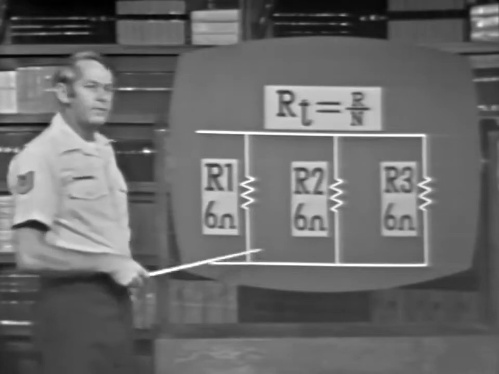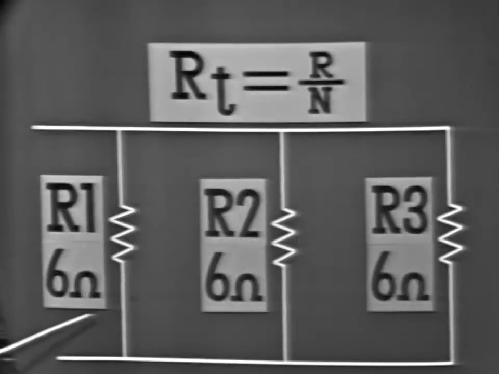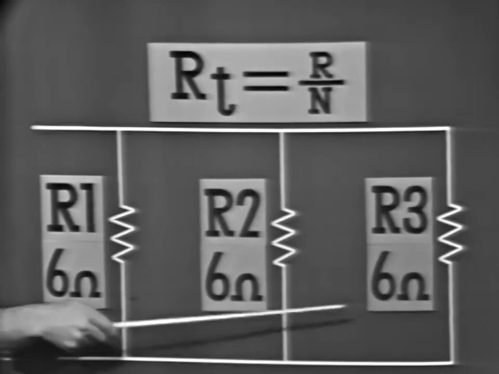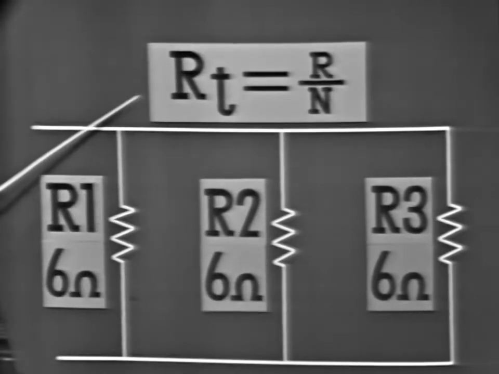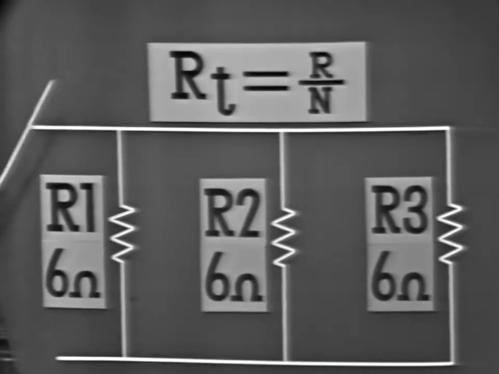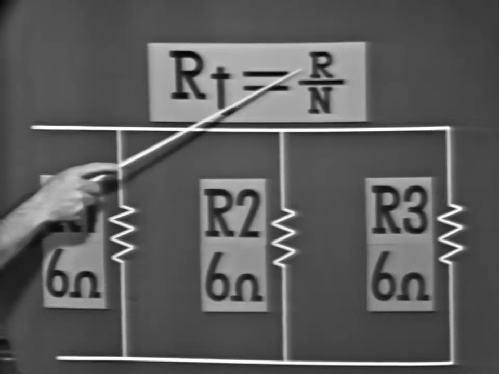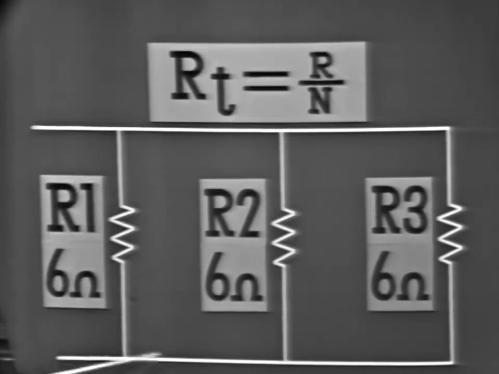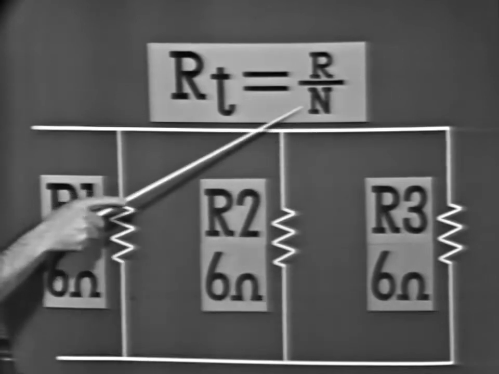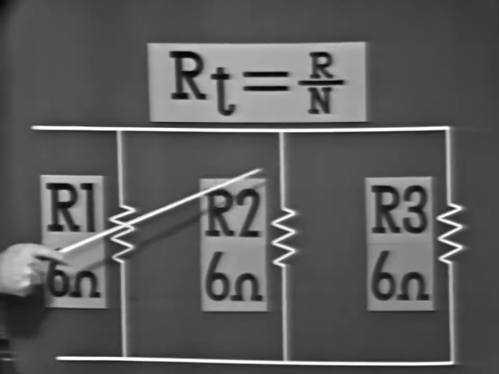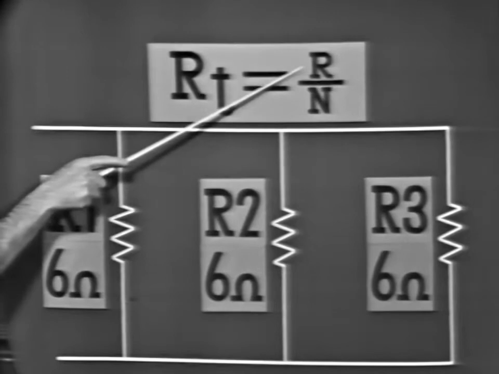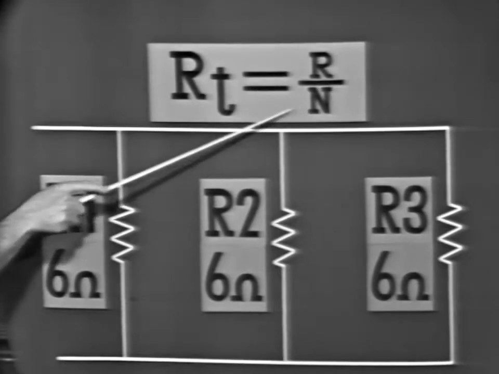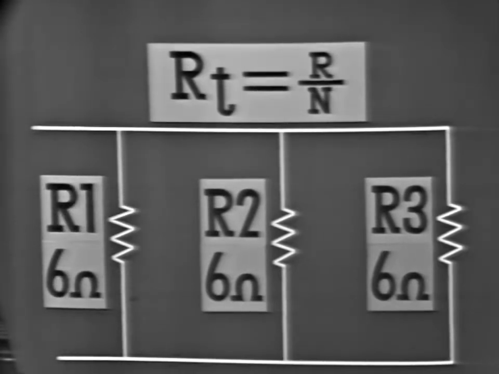where the resistors have equal values. Here we have 6 ohms, 6 ohms, and 6 ohms. This formula is used in solving total resistance in this case. Here you divide the resistance of one resistor, 6 ohms, by the number of resistors, the N. In this case, you would divide 6 ohms by 3 and get a total resistance of 2 ohms.